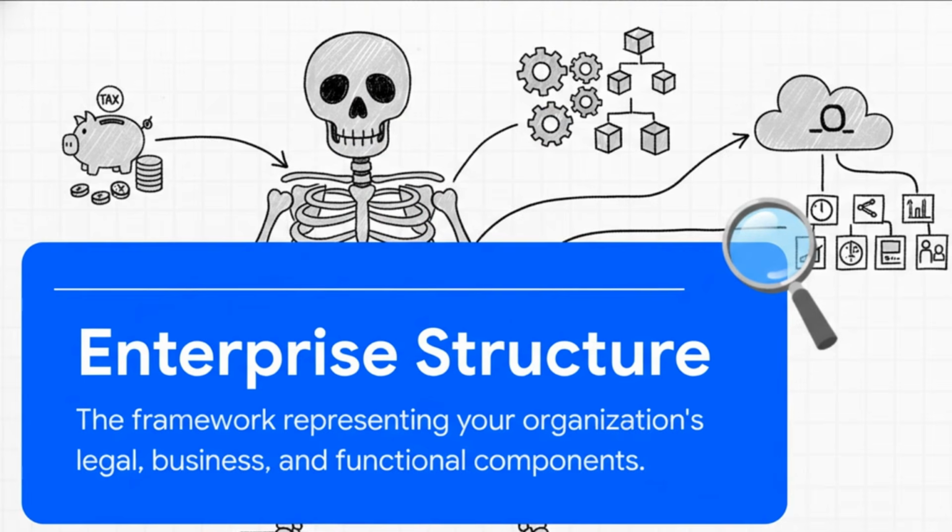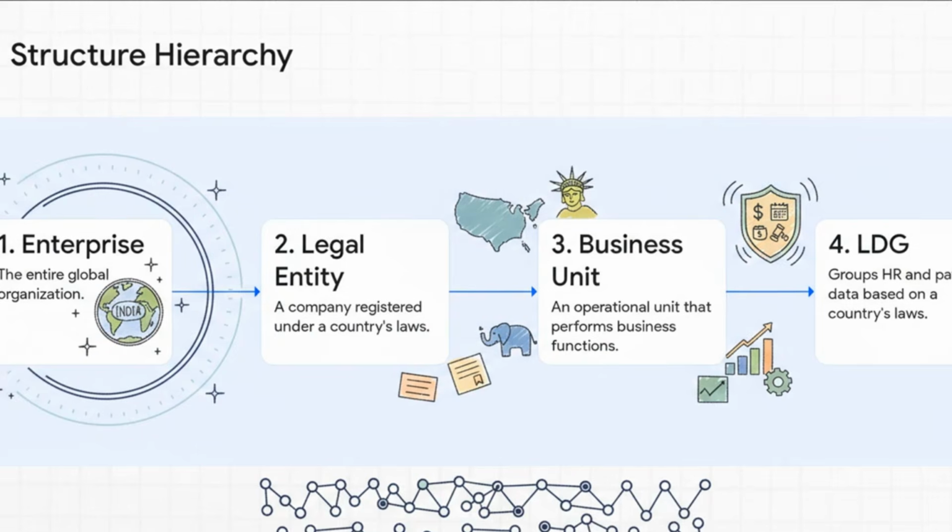So the main thing to remember is this. The enterprise structure is like the skeleton of your company, but a digital one. It defines how your company is set up legally, for things like taxes. It defines how the company runs its daily business. And it organizes all the different parts of the company within the Oracle system. This is the absolute first step. Without this foundation, you cannot build anything else. Now, this structure has a few levels. Let's go through them one by one.